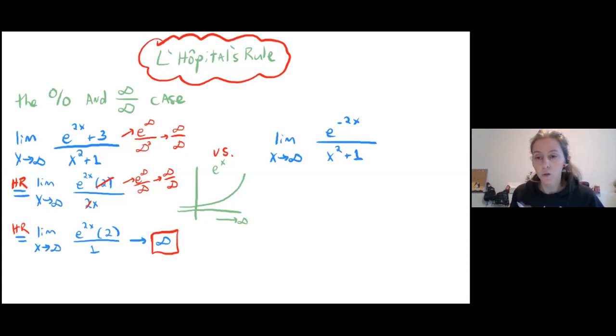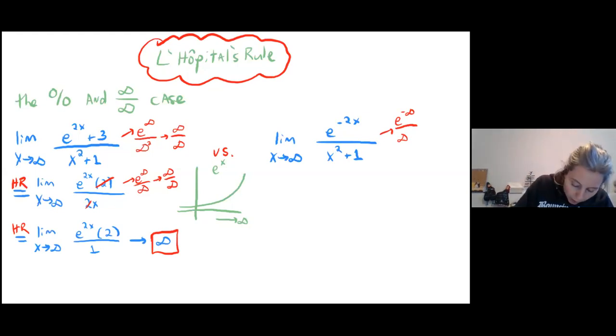Okay, let's go check out this other question. So first we're gonna plug in that infinity. And when we do, we're gonna end up with e to the negative infinity over infinity. Infinity squared is clearly still infinity. We saw that in the last problem. So now the question is, what's going on with e to the negative infinity?